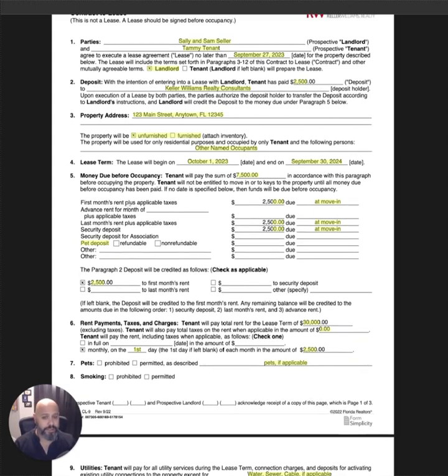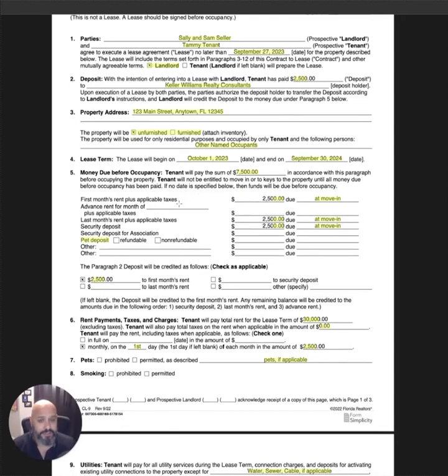So the first month's rent is going to be $2,500, and that's due at the time of move-in. If we're paying any further advanced rents, maybe for the months of October, November, and December, paying a few months in advance, we're going to write that down here and add those rental amounts in, and we're going to say that's due at time of move-in. The last month's rent is also $2,500 at time of move-in, and security deposit, $2,500 at time of move-in. Again, like I said, if there's a pet deposit, whether refundable or non-refundable, we're going to denote that on here as well.